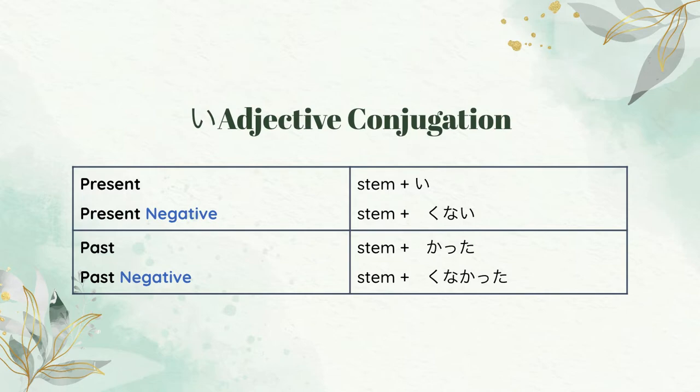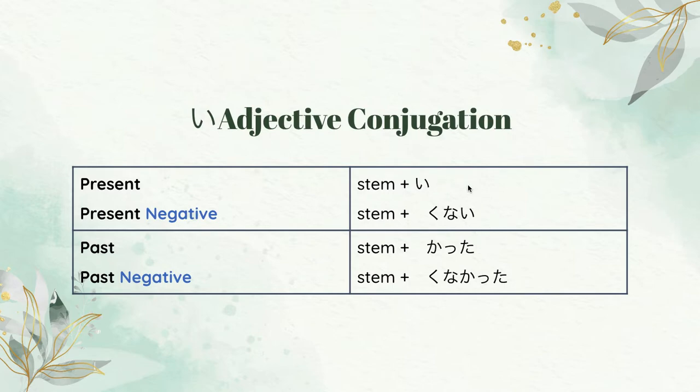After we learned about the basic adjectives of i and na, let's move on to adjective conjugation. First I'm going to talk about i adjective conjugation. What we learned so far is the present tense, which was something plus i. If you wanted to turn this into negative, you would replace the i with kunai.